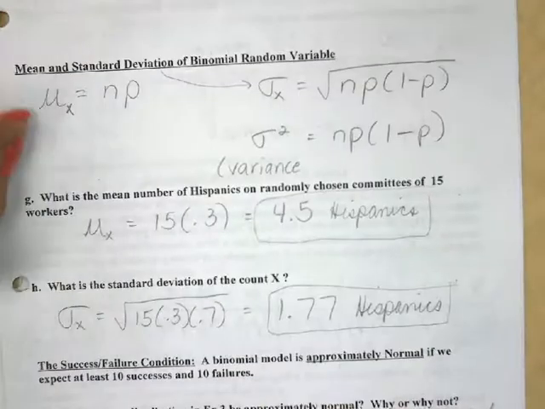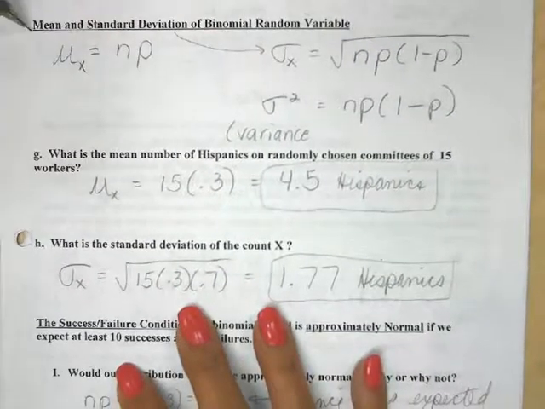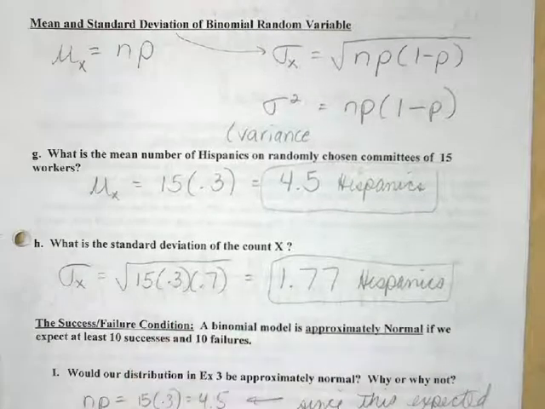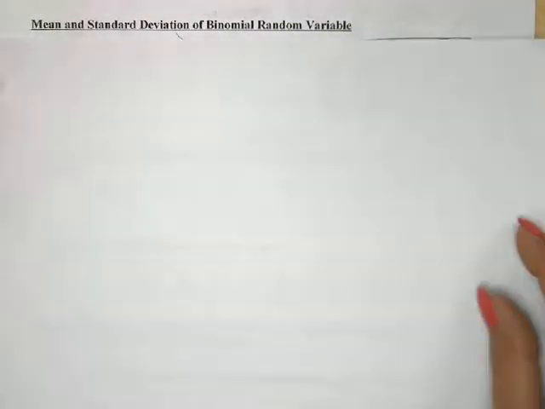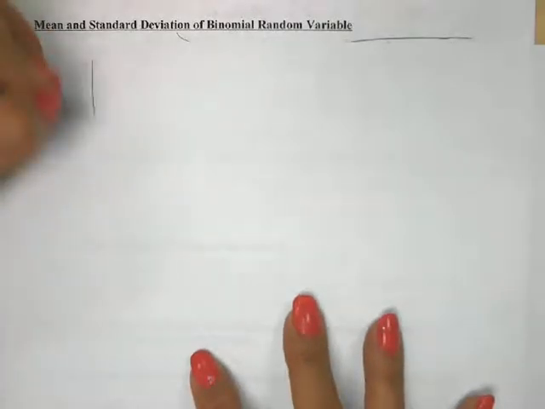Now, we're going to skip the simulation and we're going to go right over here to this part. And we're going to look at how do you find the mean and standard deviation of a binomial probability distribution. And there is a shortcut. Naturally, we know how to find the mean and standard deviation of any type of probability distribution.